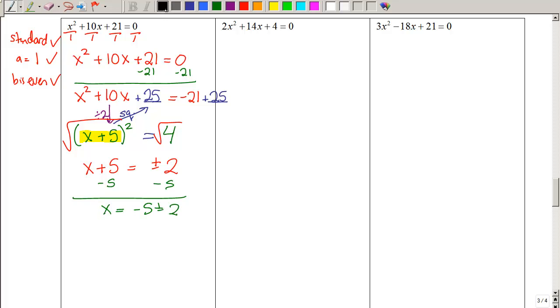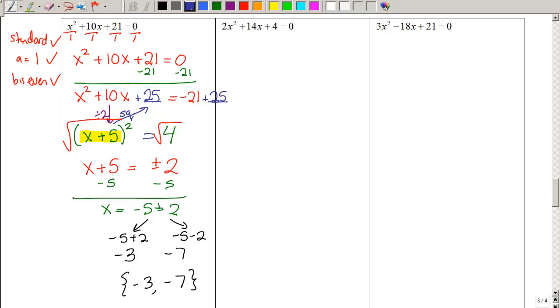I cannot leave my answer as -5 plus or minus 2 because I actually know what -5 plus 2 is. I also know what -5 minus 2 is, so I actually have to finish evaluating those. -5 plus 2 is -3. -5 minus 2 is -7. So my solution set is -3 and -7. And you can check that at your leisure.